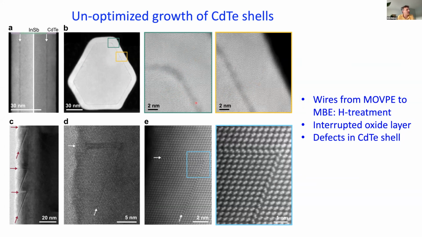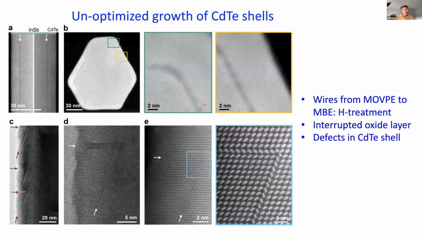We believe that this dark contrast is due to having some interrupted oxide layer still at the interface. What we do is we grow the indium antimonide wires in an MOVPE, and then we transfer these wires, still in nitrogen, into our MBE, where we hydrogen clean off this oxide layer. But apparently the anneal was not completely successful here, so we still have some residual oxide, some islands of oxide. In between these islands, we can still have nice epitaxial growth, but due to these islands, we also have this contrast.